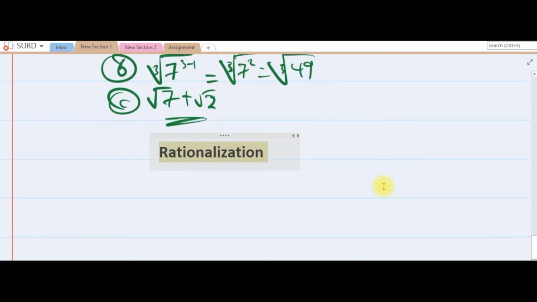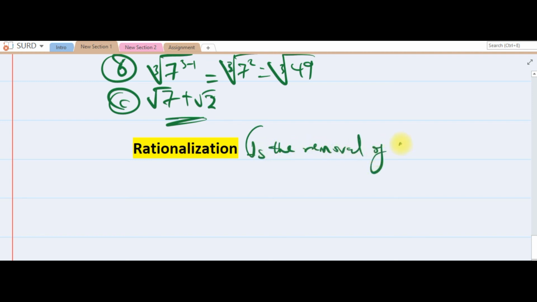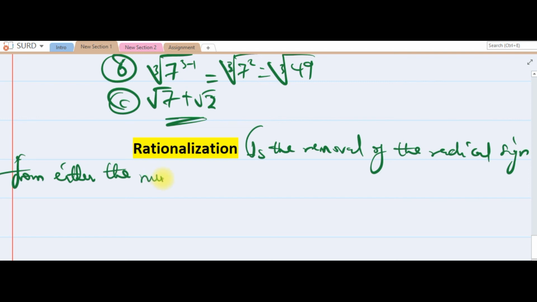Rationalization is just conjugation also, but the difference is you are now given a fraction, something over something, where the denominator is not one. That's what I mean. So we now apply, instead of, we don't call it conjugation, we now call it rationalization. It's now the removal of the radical sign from either the numerator or the denominator.